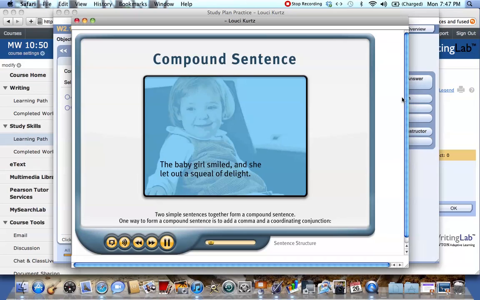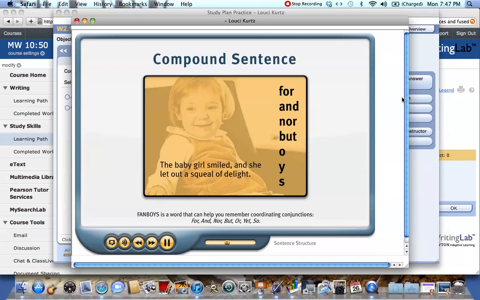Two simple sentences together form a compound sentence. One way to form a compound sentence is to add a comma and a coordinating conjunction. The baby girl smiled, and she let out a squeal of delight. Fanboys is a word that can help you remember coordinating conjunctions. For, and, nor, but, or, yet, so.